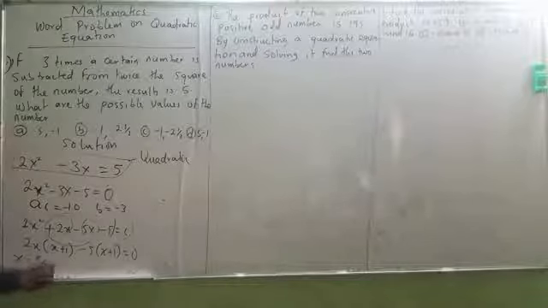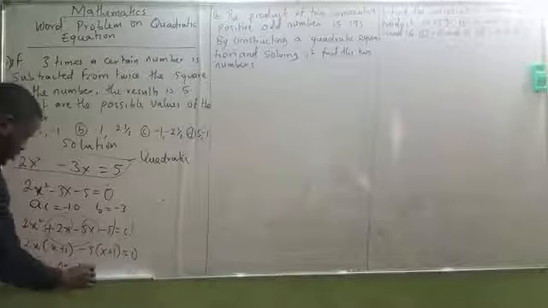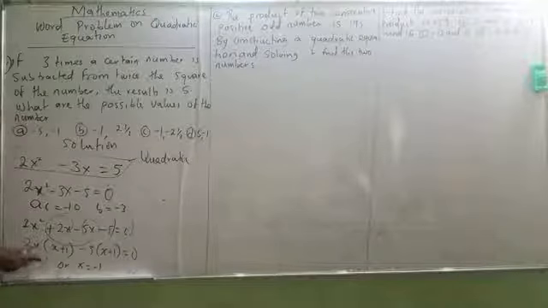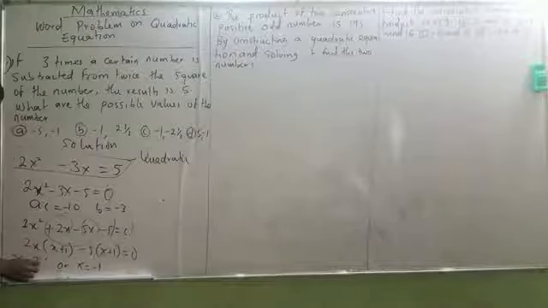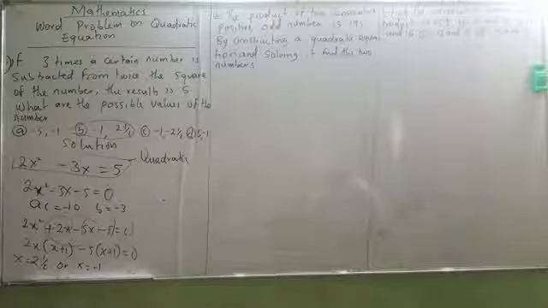5 all over 2, or my x will be equal to minus 1. My x equals 5 all over 2. We all know 5 over 2 is the same thing as 2 and 1 all over 2. Which one is the correct option? Which is going to be B? That is all.